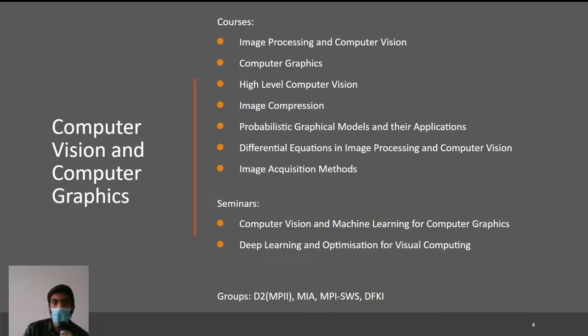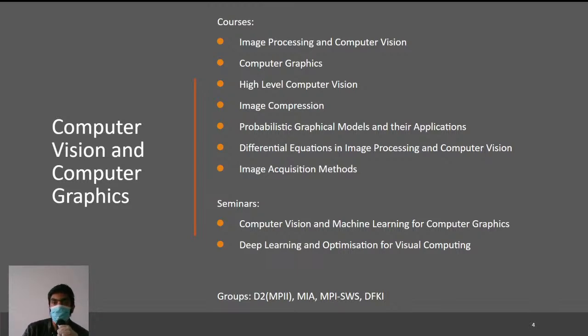Next we go through computer vision and computer graphics. This is also one of the most trending research areas in the field of data science right now. The courses that are offered in this field are image processing and computer vision, computer graphics, high-level computer vision, image compression, probabilistic graphical models, differential equation in image processing and computer vision, and image acquisition methods.